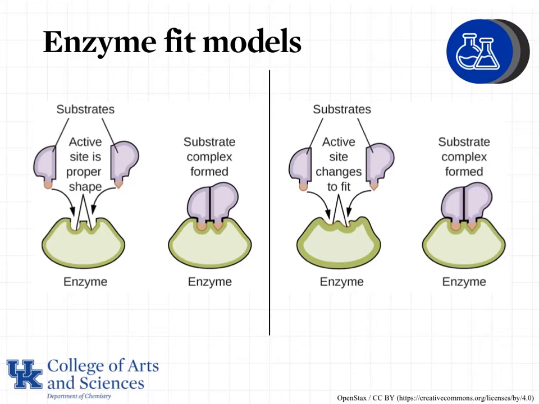Many enzymes have a very specific job, so their active site only needs to accommodate one particular substrate, and as a result, they often follow what's known as the lock and key model. This means that the active site and the substrate have very similar shapes to one another.